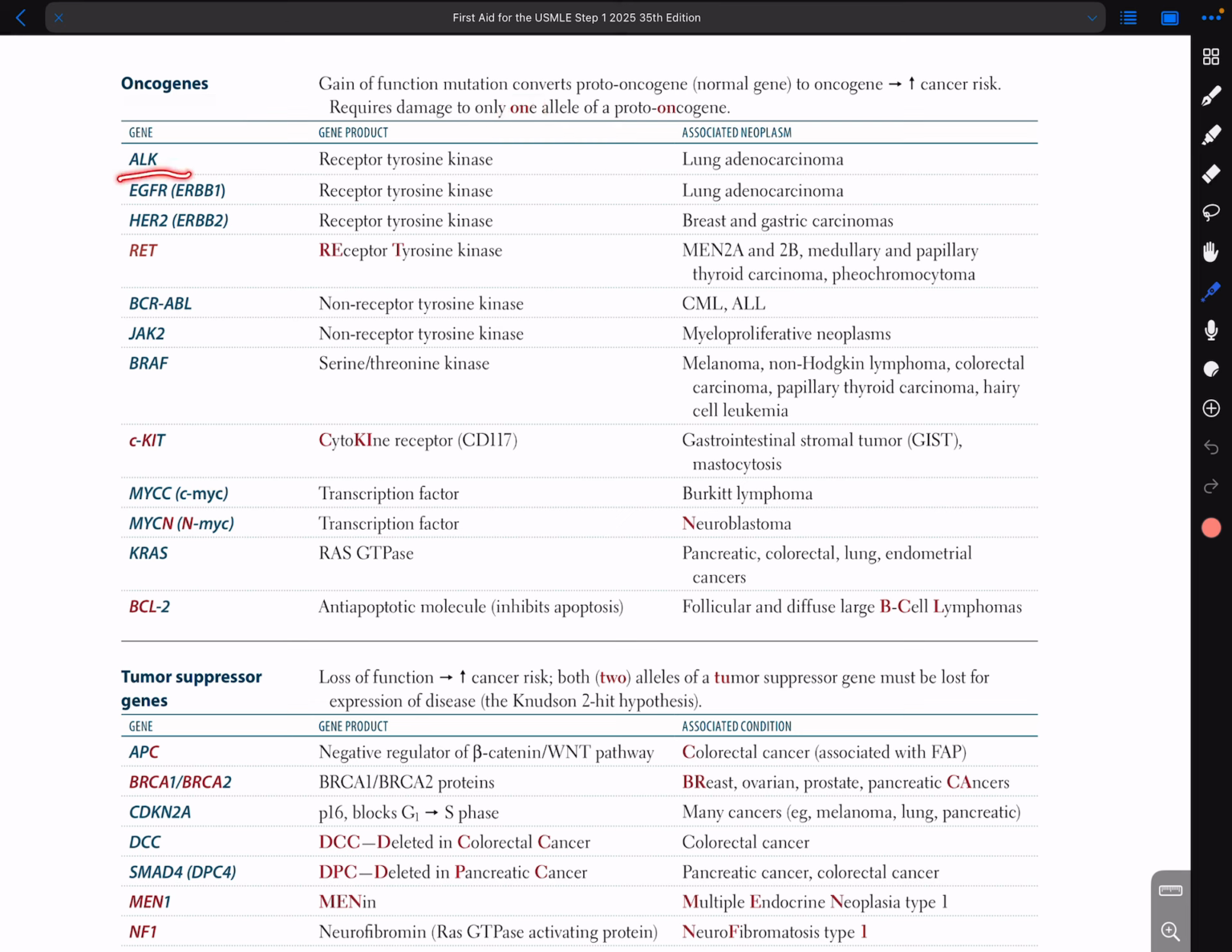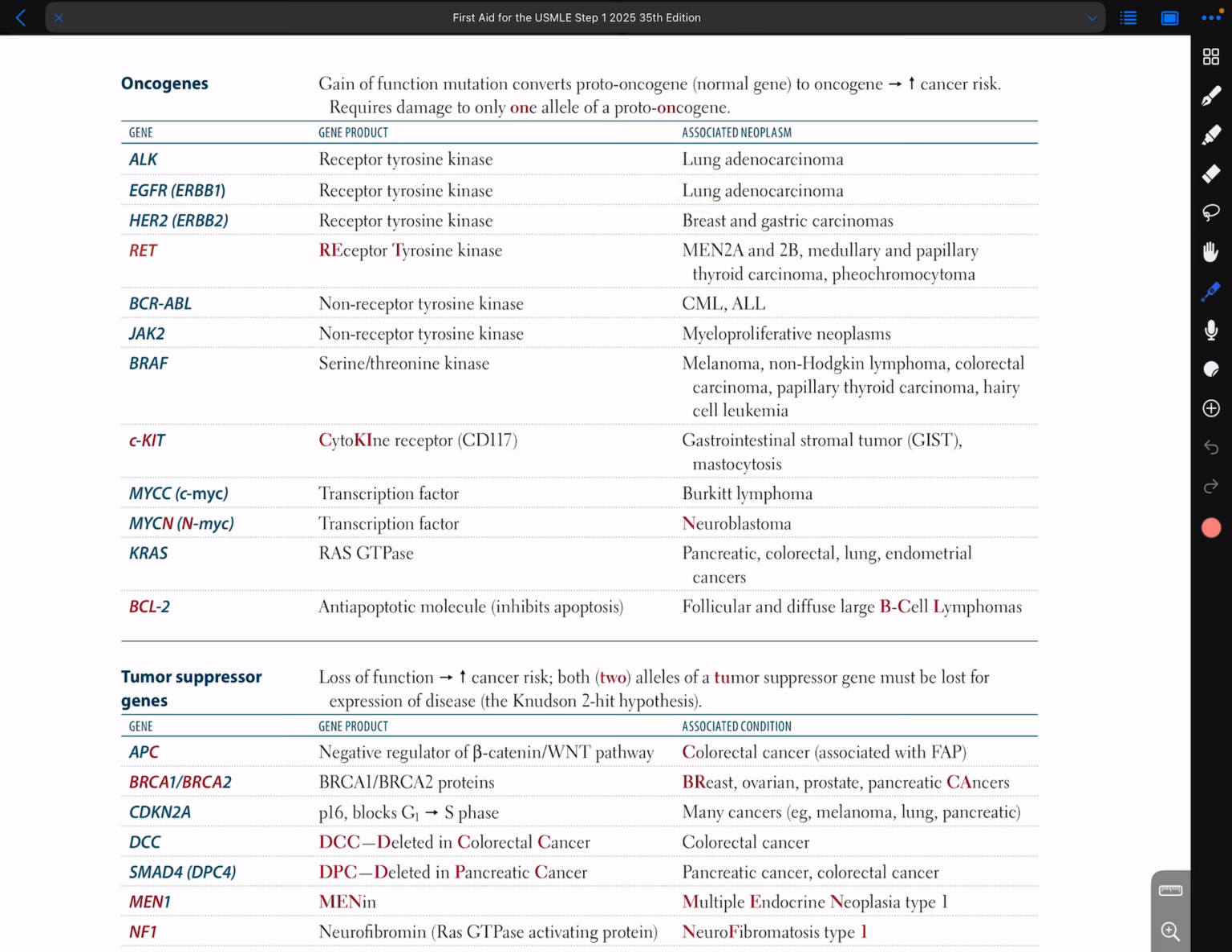Genes like ALK, a receptor tyrosine kinase, are associated with lung adenocarcinoma. Oncogene EGFR, ERBB1, is a receptor tyrosine kinase gene product, and the associated neoplasm is lung adenocarcinoma.